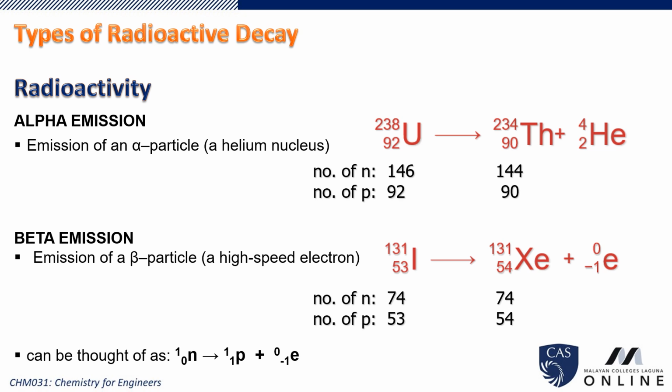We have here an example of uranium-238 undergoing alpha emission. Under this, it will be transformed into thorium-234 by emitting a helium-4 particle.